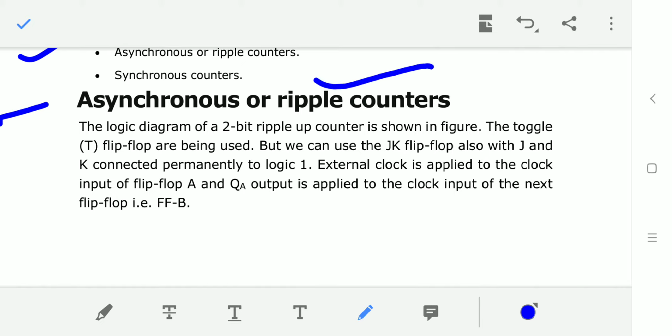The logic diagram of a 2-bit ripple up counter is shown below. The toggle T flip-flops are being used, but we can use the JK flip-flop along with J and K connected permanently to logic 1. External clock is applied to the clock input of flip-flop A, and Q A output is applied to the clock input of the next flip-flop.